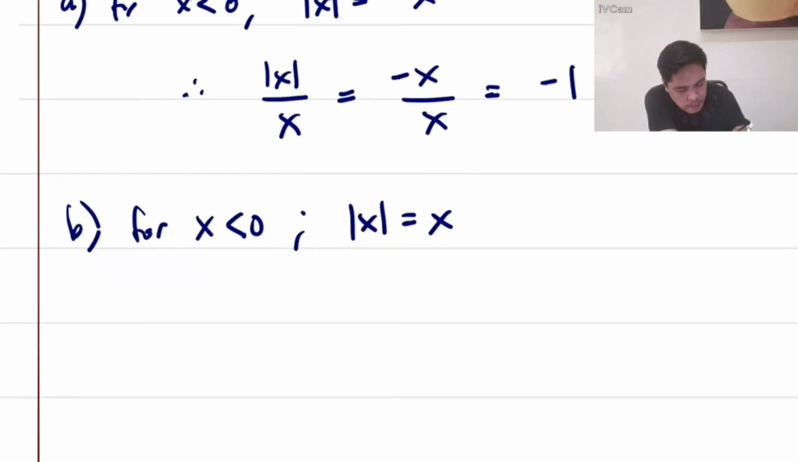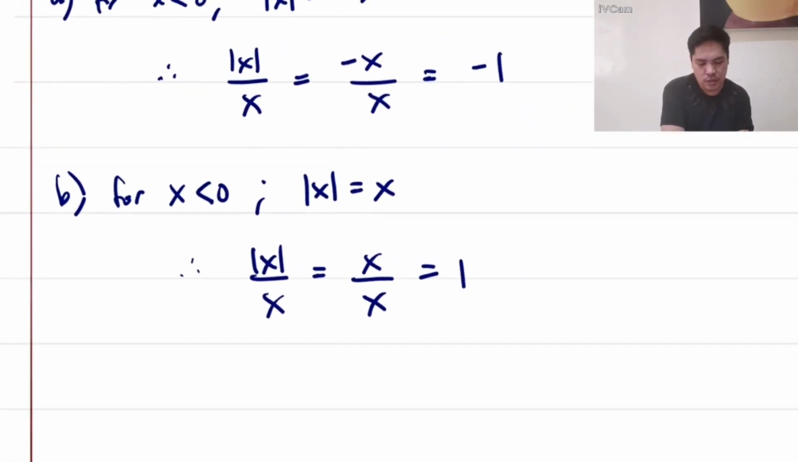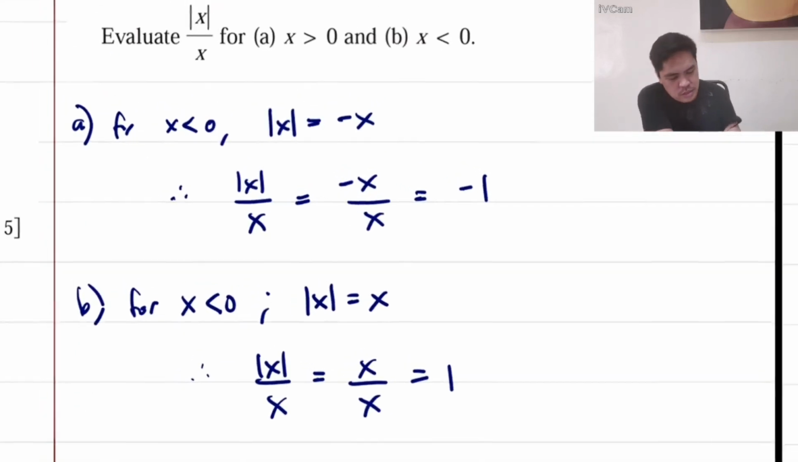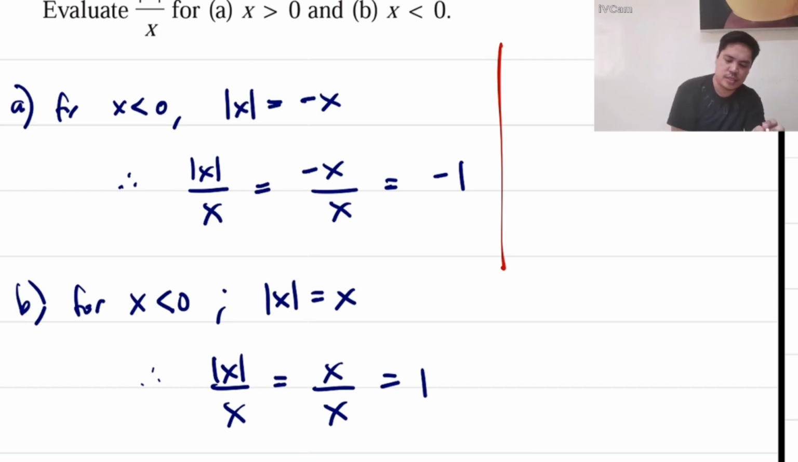So therefore, the absolute value of x over x is just x over x, which is equal to positive 1. Okay? I think may make sense to if may value talaga yung x. So, lagyan natin yung value dito. What value of x is less than 0? Say, negative 2. Negative 2 is less than 0.